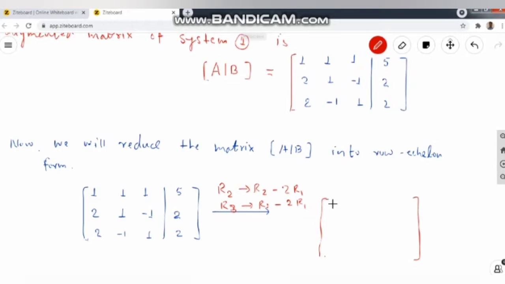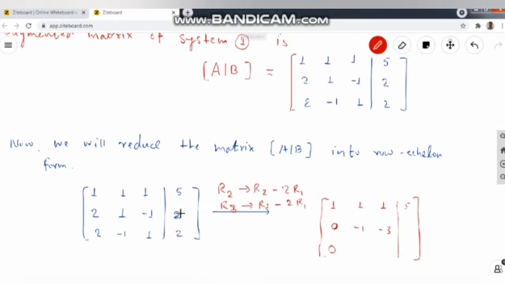So the matrix will be 1, 1, 1, and this is 5. So the first row is the same. Now in the second row, it will become, of course, 0, 0. And now this one: 1 minus 2, so this will become minus 1. And this is minus 1 and minus 2, so that means that will become minus 3.